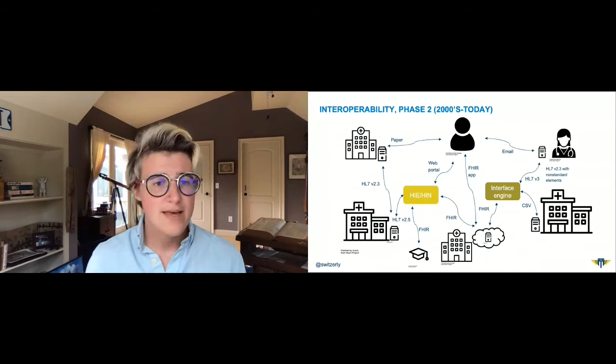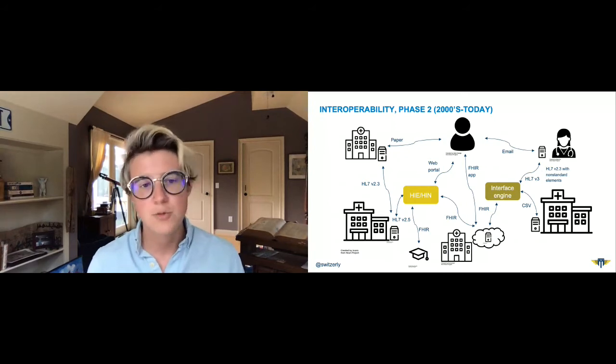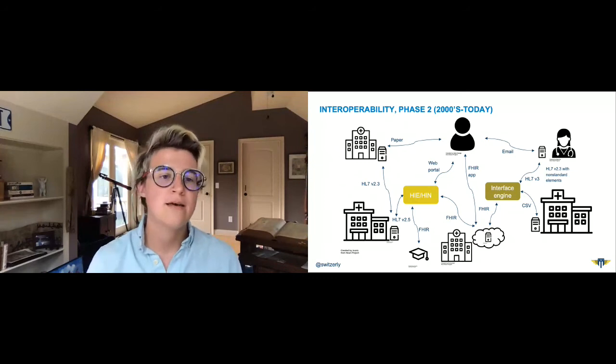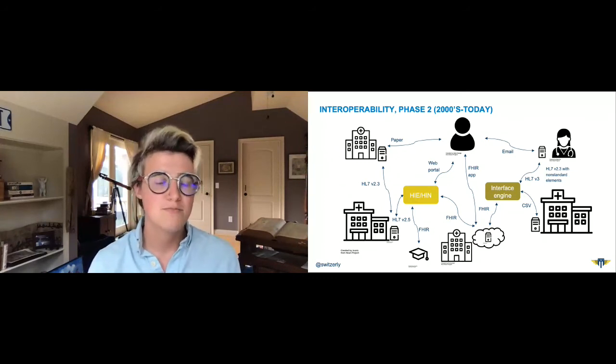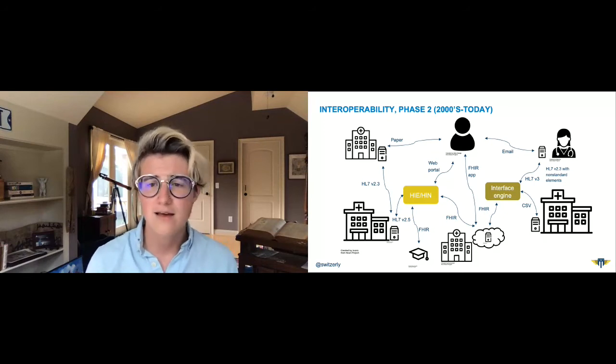So, interoperability phase 2. Enter FHIR, enter health information exchanges, enter these things called interface engines and the companies who provide them. And we start to see some consolidation. We start to see that companies are now able to potentially just connect to one thing or a couple of things instead of doing a lot of custom build.